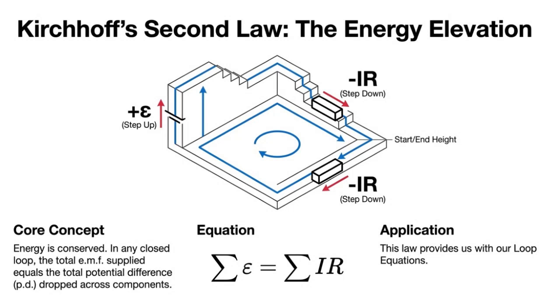The equation below summarizes this relationship. The sum of all the electromotive forces must equal the sum of all the voltage drops. This concept lets us create loop equations, which are essential tools for analyzing circuits and figuring out how voltages and currents distribute throughout the system.